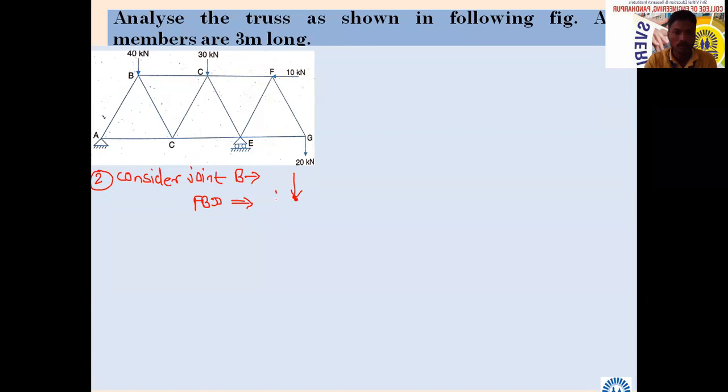Here it is point B. Here there is one force, here there is another force, and here there is one more force, something like this. So we know this force is 40 kilonewton. Okay, so the force in the member AB, how is it?